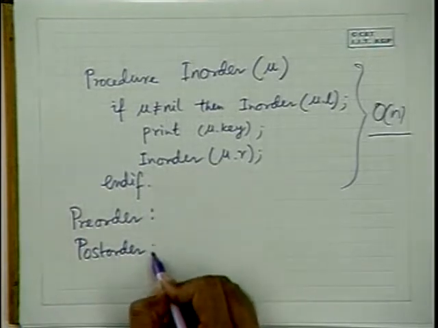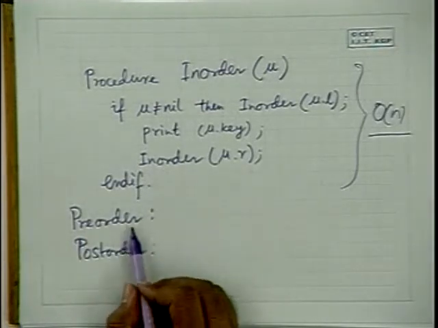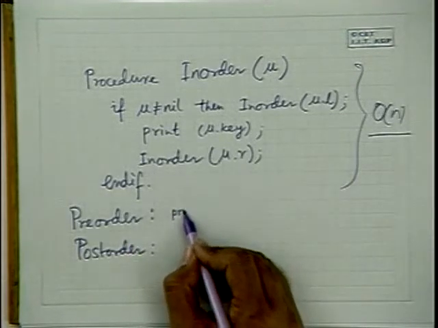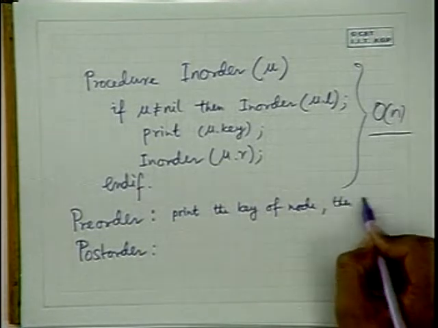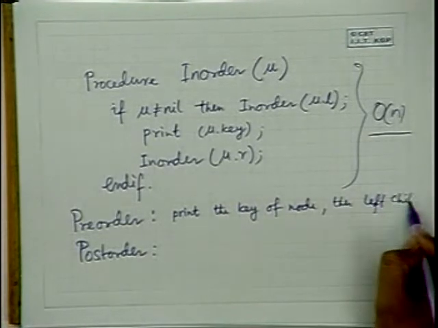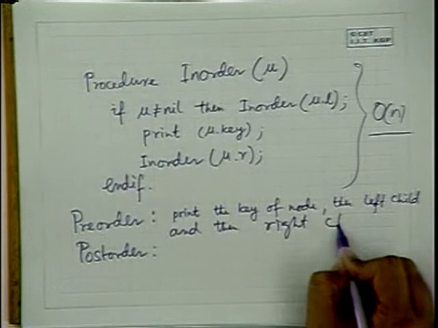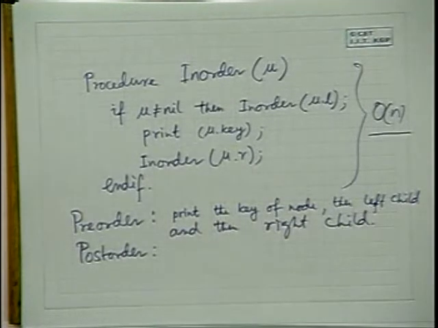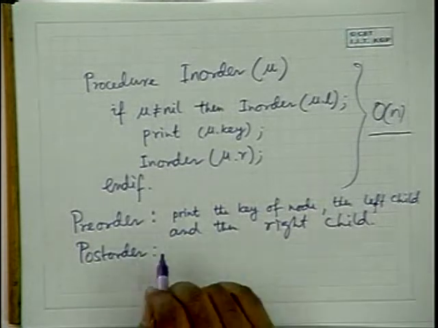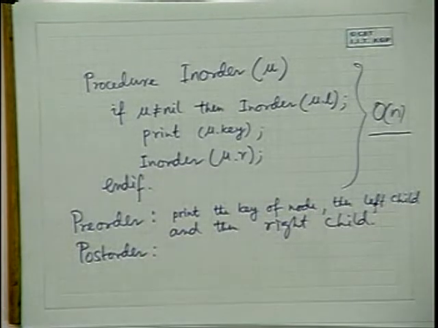So what are the rules here? I will not give you the algorithm, probably you can write it immediately. In pre-order, you first print the key value of the node, then left child, and then right child. So you first print out the value at the node, then you print the value of the left child, then you print the value of the right child. So that is pre-order. Why is it called pre-order? Because before you are visiting left and right child, you are printing its own value. That's why it is pre.